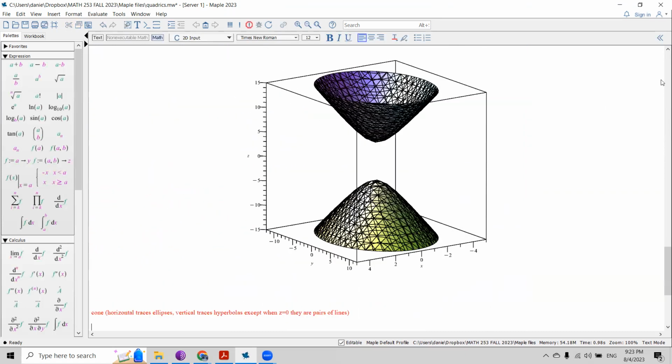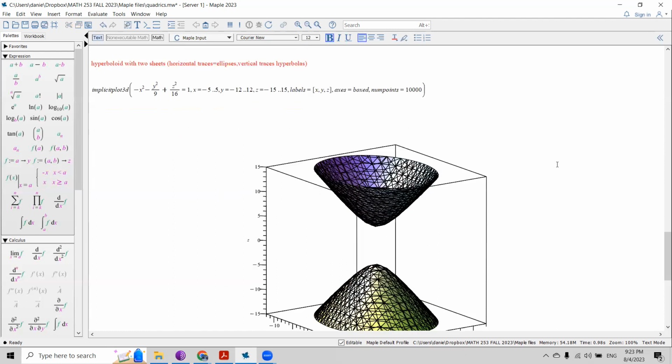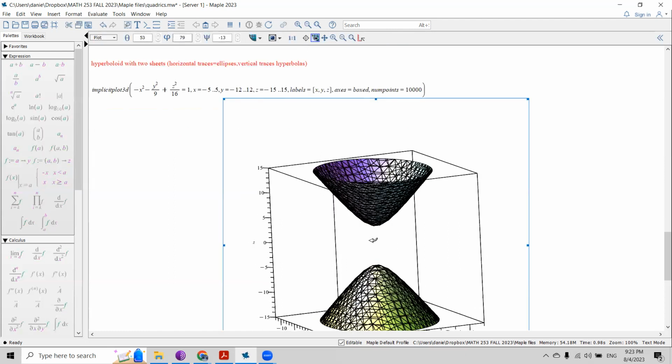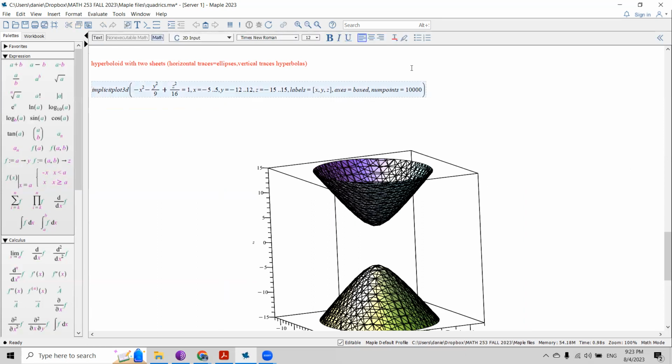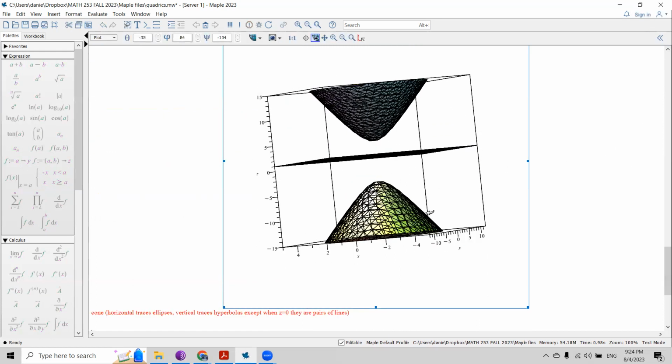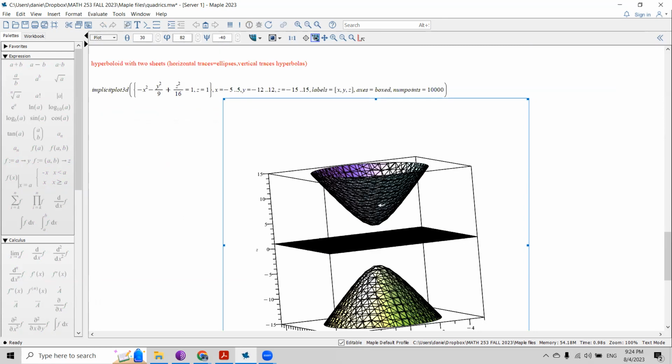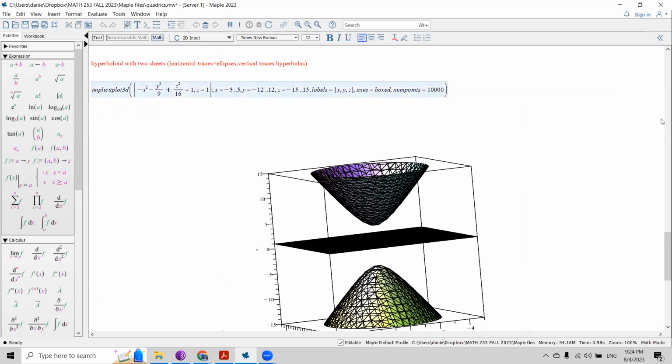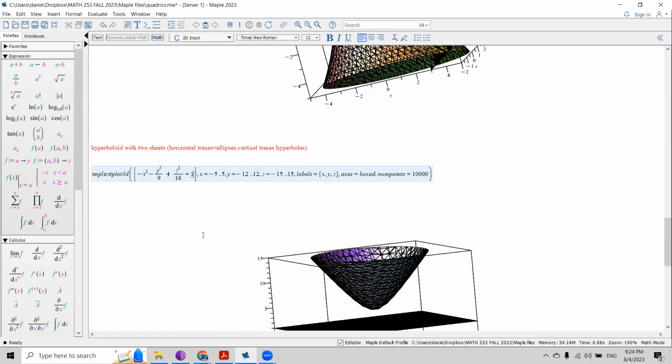The hyperboloid with 2 sheets will have the same type of traces, but of course there is a gap here. So, for example, if I sketch z equals 1, let's say, you can see the plane z equals 1, but obviously it's not going to intersect the hyperboloid, right? Because it's in that gap. But otherwise, the shapes of these traces will be the same as the one with 1 sheet.